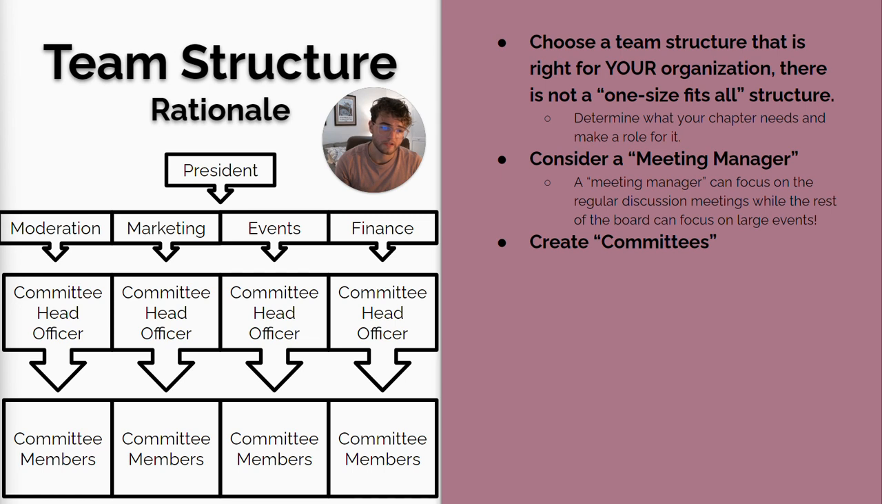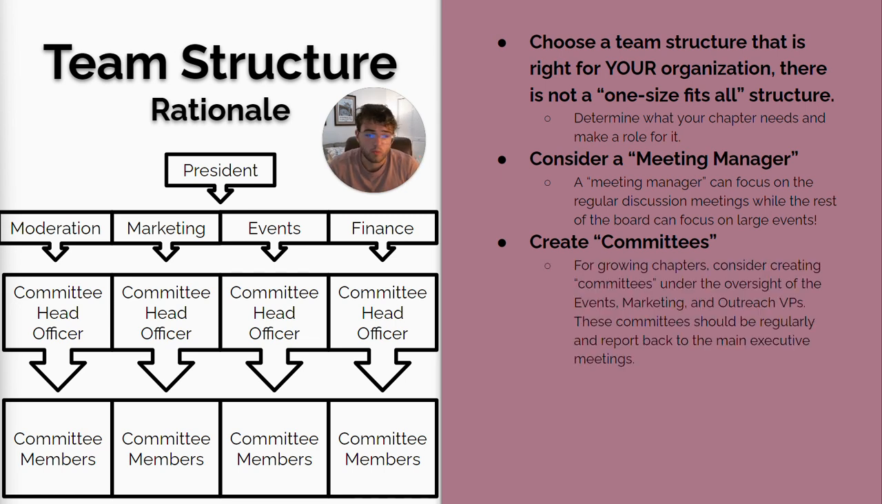What you might also want to consider as your chapter grows is creating committees. Committees would basically be under the events, the marketing, and the outreach VPs. They would be the chairs of those committees. They would meet bi-weekly and then report back to the main board at the board meetings. And the purpose of these really is to ensure chapter operations can expand.